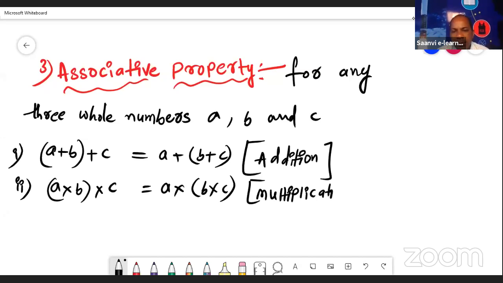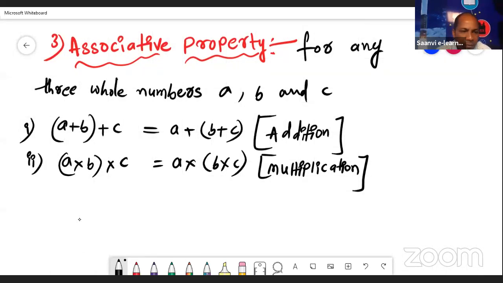Under multiplication. Okay. So for any three whole numbers a, b and c, if (a + b) + c is equal to a + (b + c), it is associative property under addition. Suppose if (a × b) × c is equal to a × (b × c), it is associative property under multiplication. Okay, both results should be same, LHS and RHS. So let us see the examples.